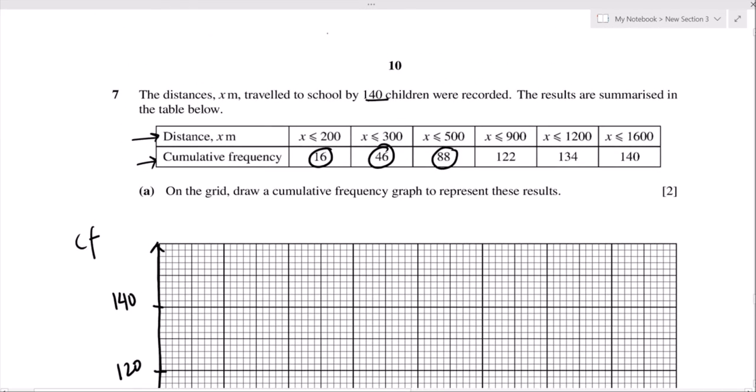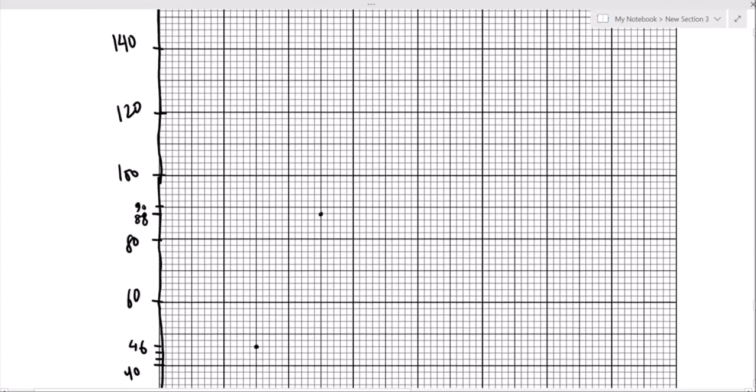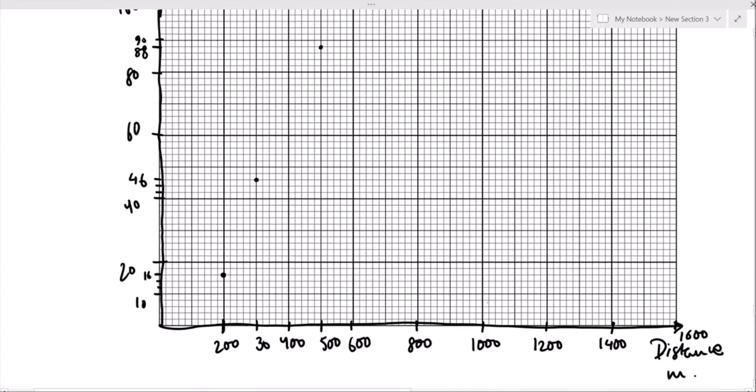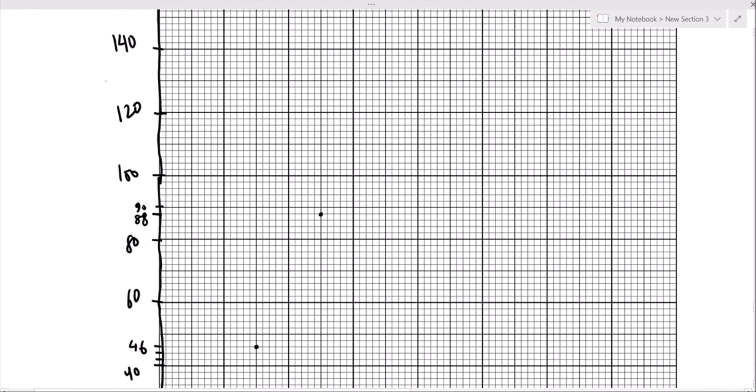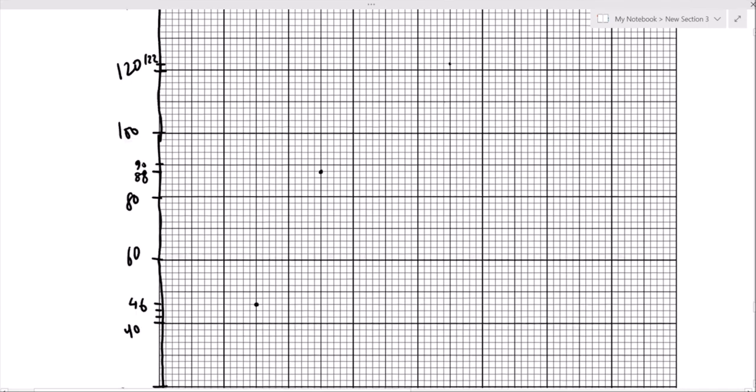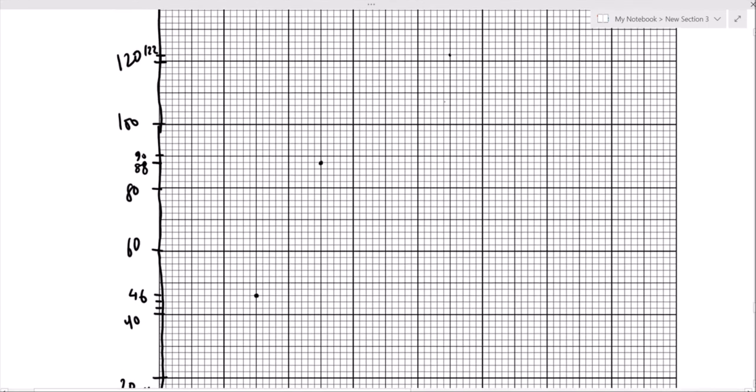Let's look for the fourth one. That is less or equal to 900, and we have the cumulative frequency of 122. So 900 is going to be right here, and we have the value 122. That's 120, which means that 122 is right there. So I guess this point is going to be 900, yes. So that's the point.